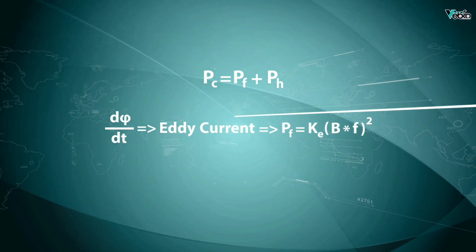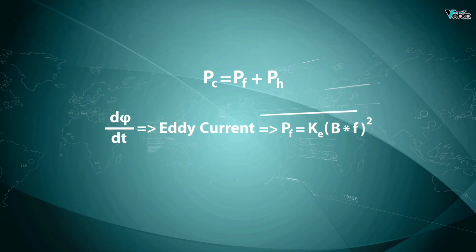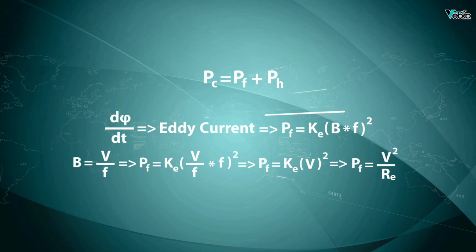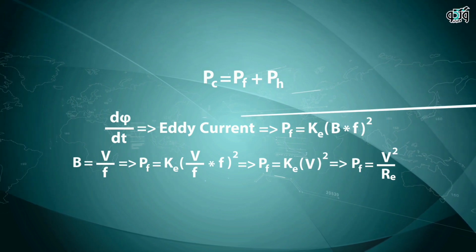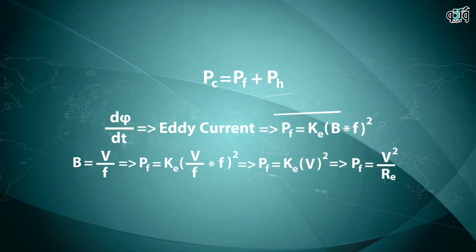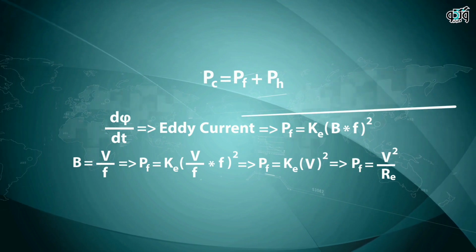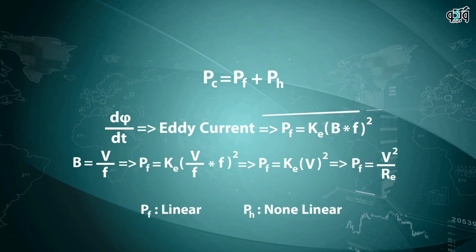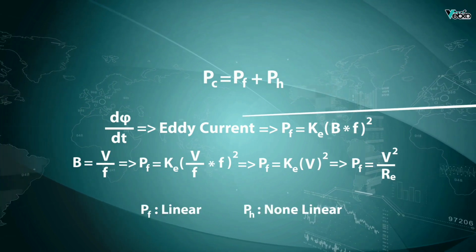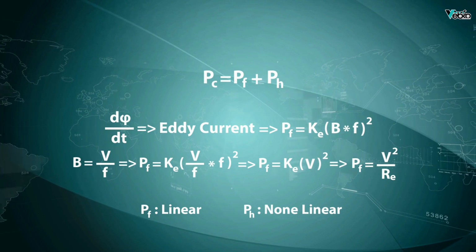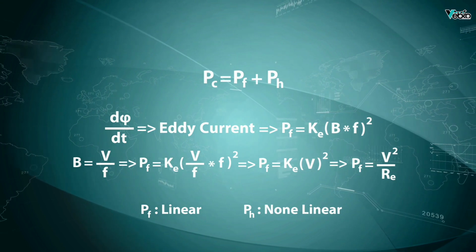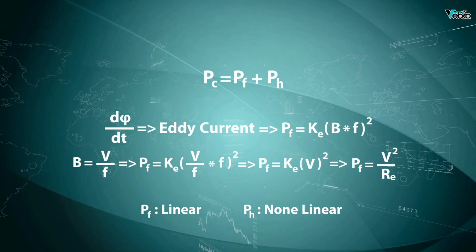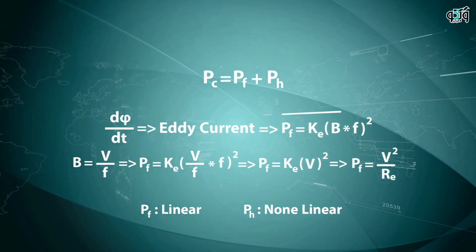The relation of the Foucault losses is achieved through an empirical method and is as you can see. In this relation, B is the flux density, which equals V over F. By substituting this relation, Foucault losses can be rewritten as PF equals V squared over RE. From this relation, it can be deduced that the Foucault losses are caused by a fixed resistance that is not dependent on voltage and cannot be the reason for the nonlinear behavior of the transformer in lower voltages. So it is only possible that the hysteresis losses are the reason for the nonlinear behavior in the CT.